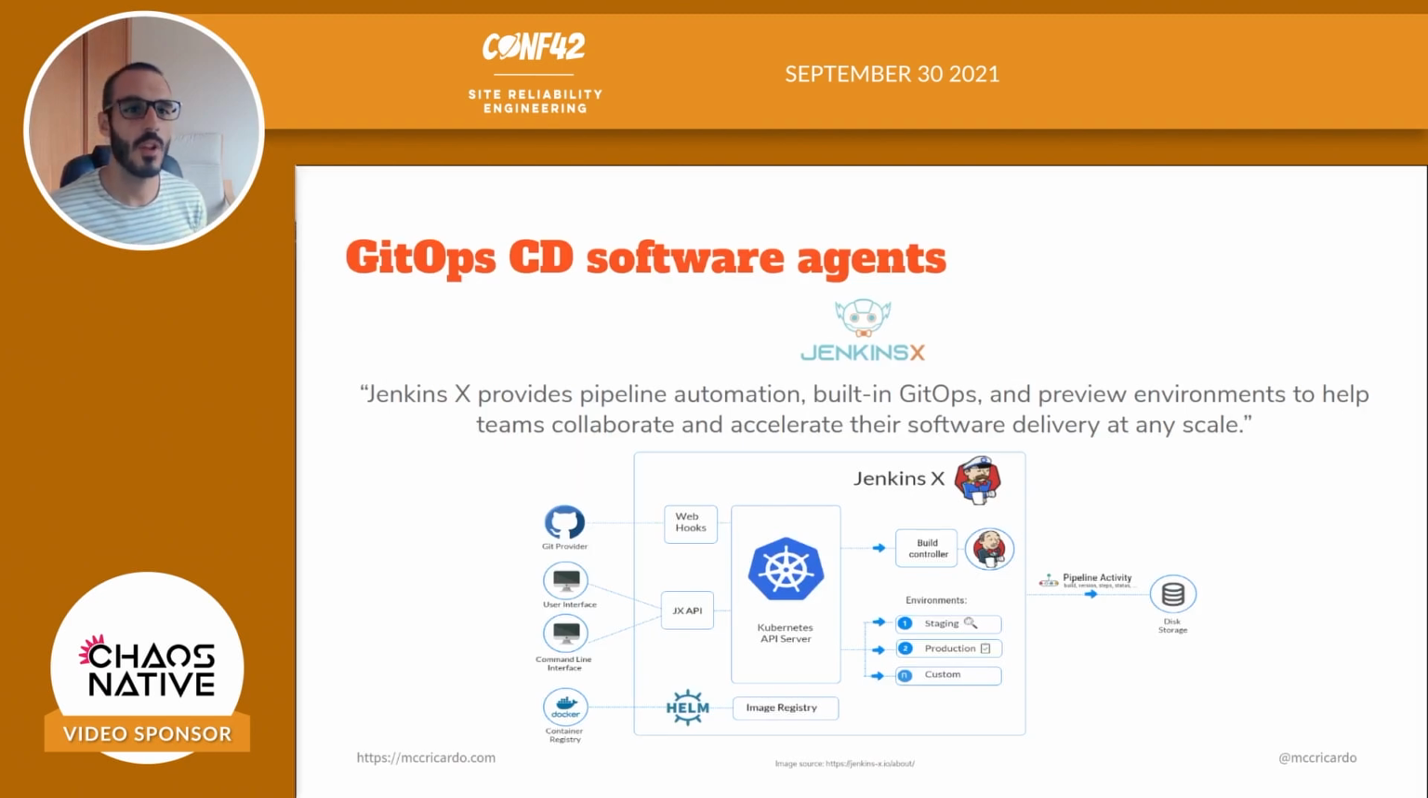So on a very high level, these are just three tools that we can use to quickly get up to speed on a GitOps automation workflow to deliver applications to a Kubernetes cluster.